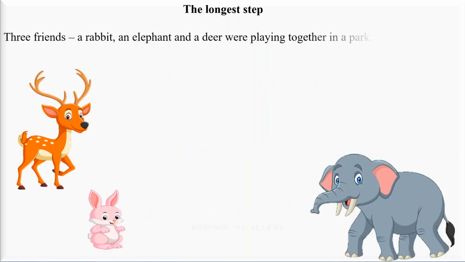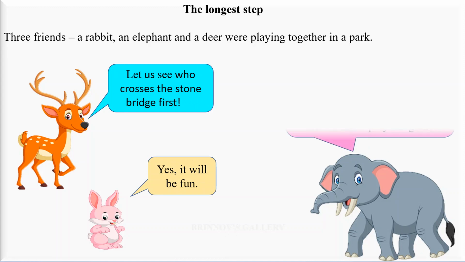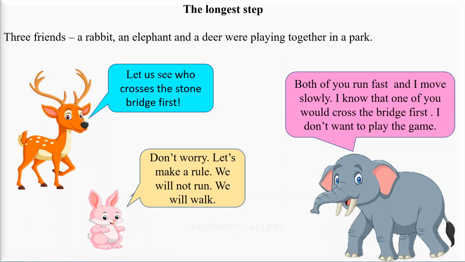3 friends, a rabbit, an elephant and a deer were playing together in a park. Let us see who crosses the stone bridge first. Yes, it will be fun. Both of you run fast and I move slowly. I know that one of you would cross the bridge first. I don't want to play the game. Don't worry. Let's make a rule. We will not run. We will walk.